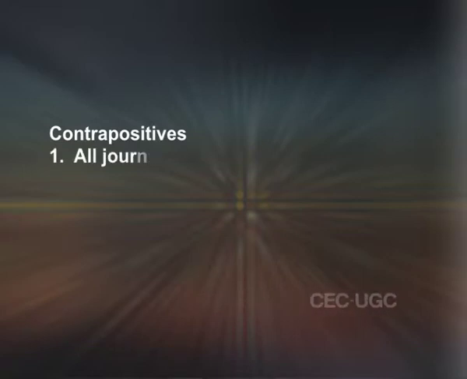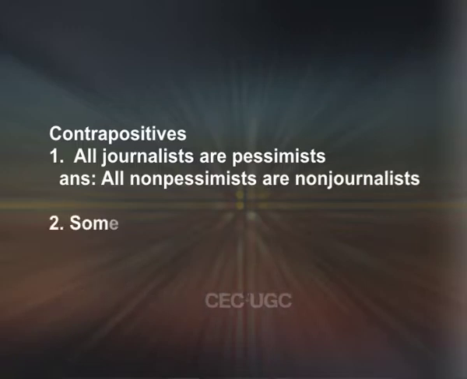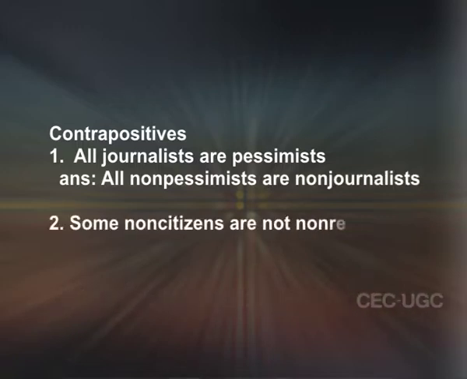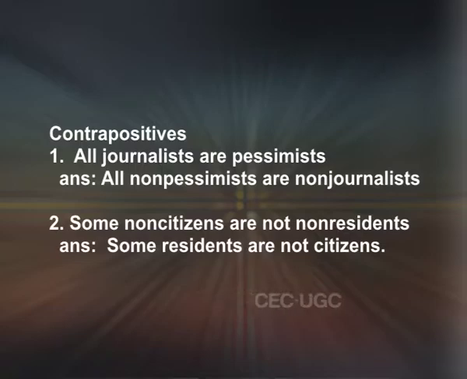Contrapositives. Number 1. All journalists are pessimists. Answer. All non-pessimists are non-journalists. Number 2. Some non-citizens are not non-residents. Answer. Some residents are not citizens.